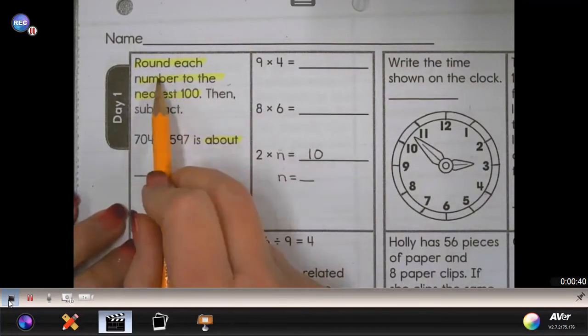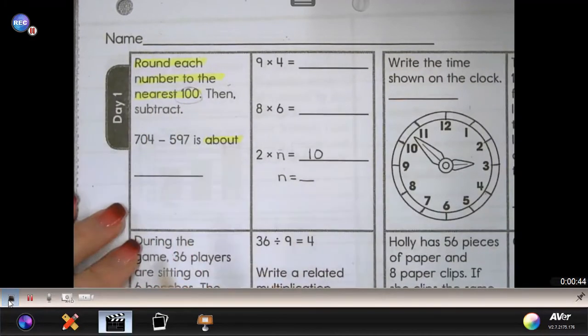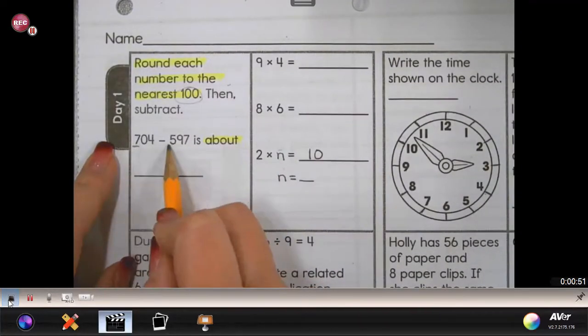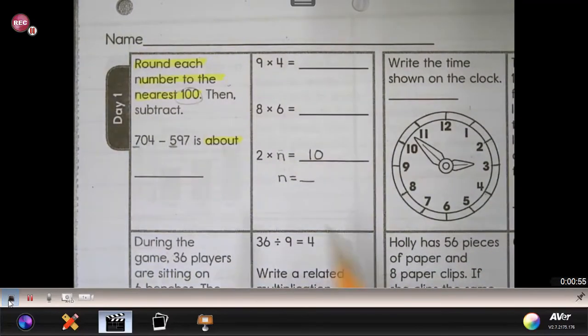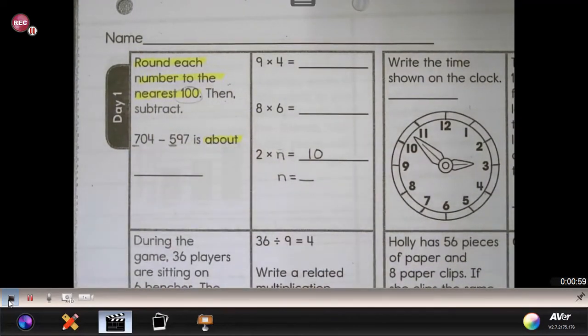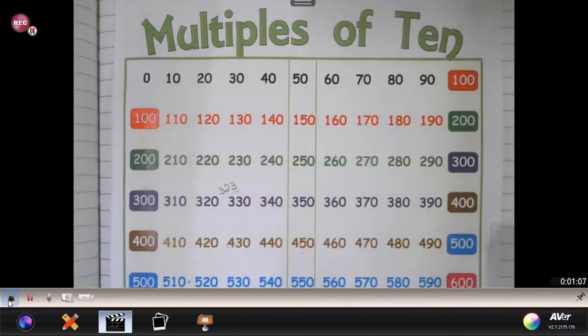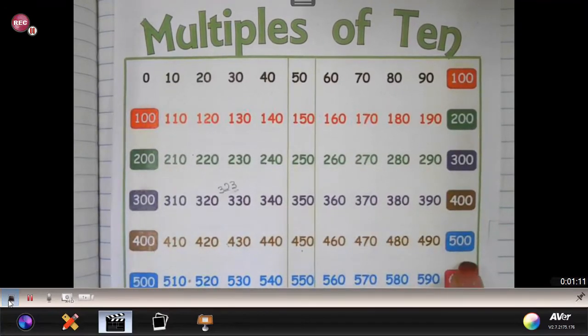Notice it says round each number to the nearest 100. Now, we're not rounding to the nearest 10, we're rounding to the nearest 100. So that means we've got to look at our hundreds place to decide what two hundreds each one of these numbers is between. Then subtract. Just as a reminder, in your math notebook, you have this chart and it shows you your hundreds on each side of the number.